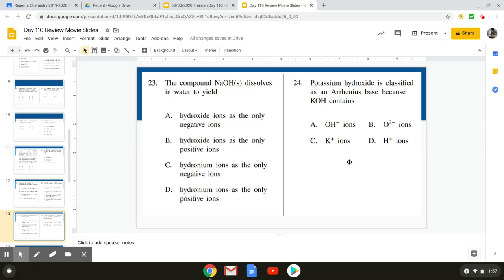24, similar question. Potassium hydroxide is classified as an Arrhenius base because there's the hydroxide at the end. That's an OH minus ion. So it's letter A, the hydroxide ion.